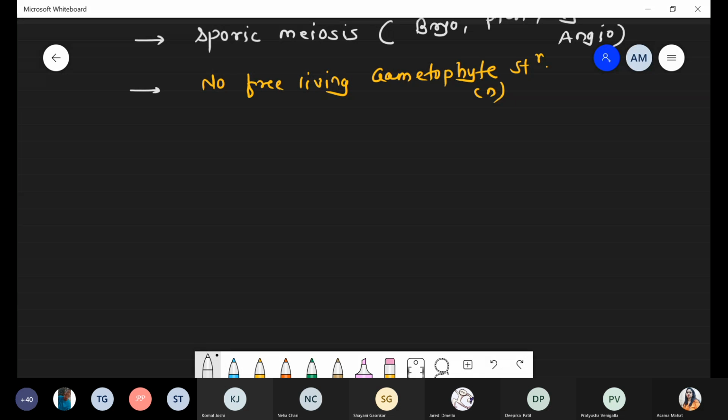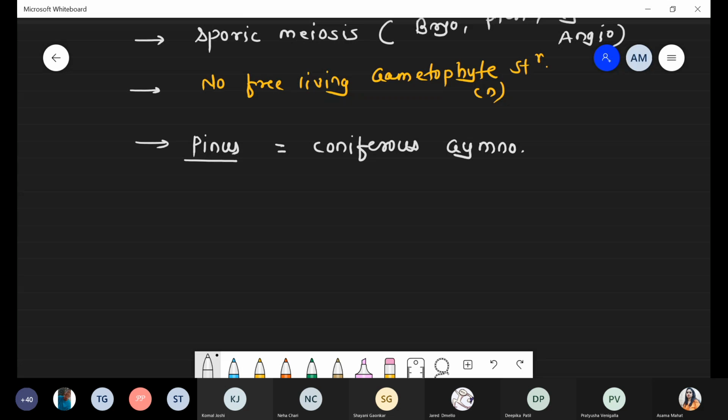Yeah. So next point, whenever we are talking about Pinus, they belong to the coniferous category. Means we are talking about conifers. So they belong to the coniferous category. These are coniferous gymnosperms.